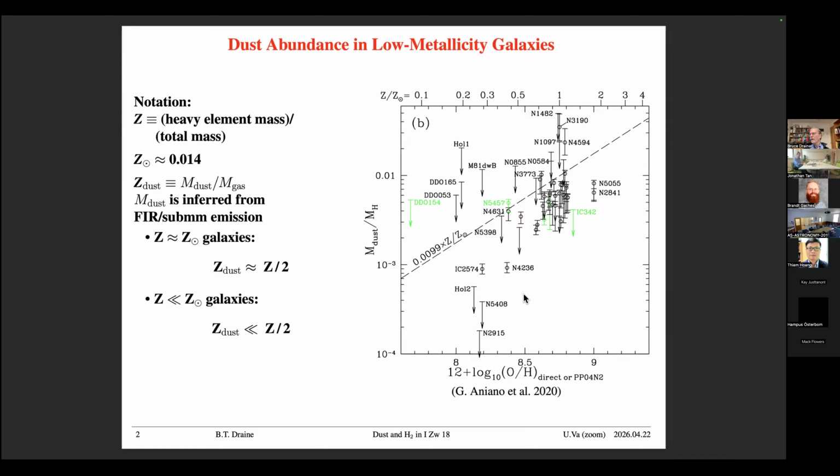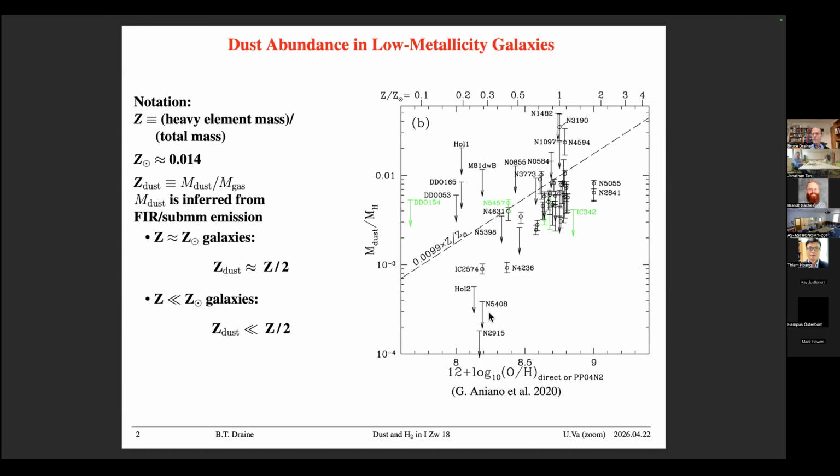KINGFISH sample, of the dust mass as a fraction. Plotted here is hydrogen mass, not total gas mass, so it's not quite Z. But galaxies up here, these are normal metallicity galaxies, and they all tend to have dust detections. And the dust detections tell us that, again, the story is that about half of the heavy element mass seems to be in the form of solid particles.